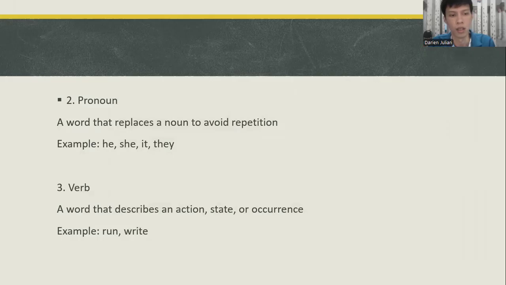Three is verb. Verb is a word that describes an action, state, or occurrence. Example like run, write. Verbs indicate what the subject of a sentence is doing or experiencing, and they have different tenses such as present, past, and future.